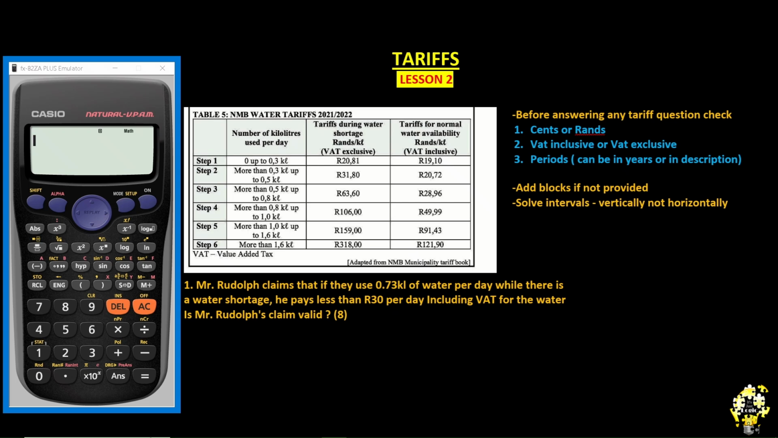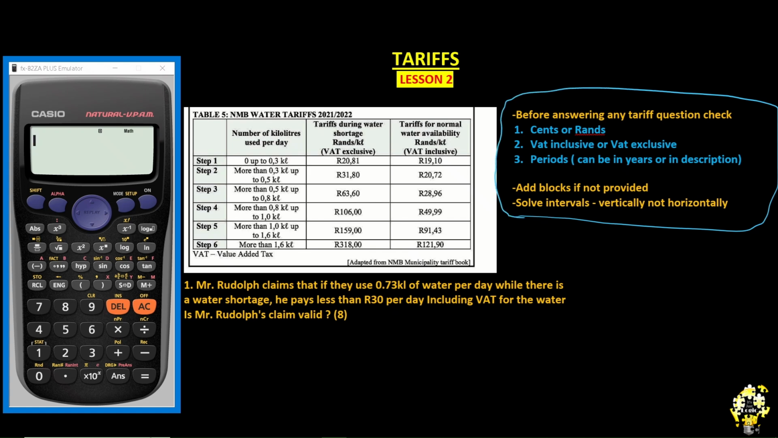Hi, welcome to lesson number 2, tariffs. We are still here. We are not going anywhere. We need to solve as many tariff questions until you understand what is over here. You see, this is important. You need to understand what is over here. We need to cement this within your brain.